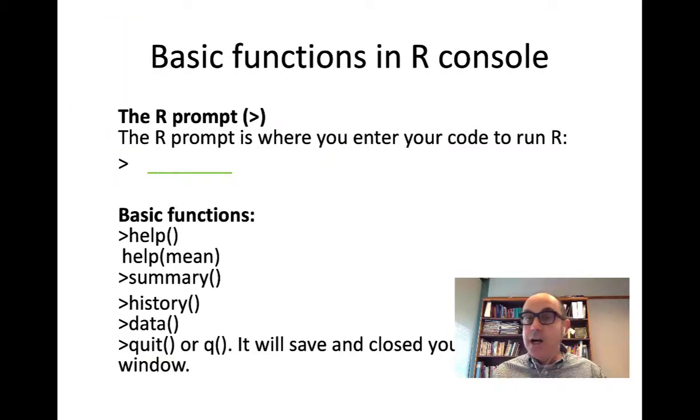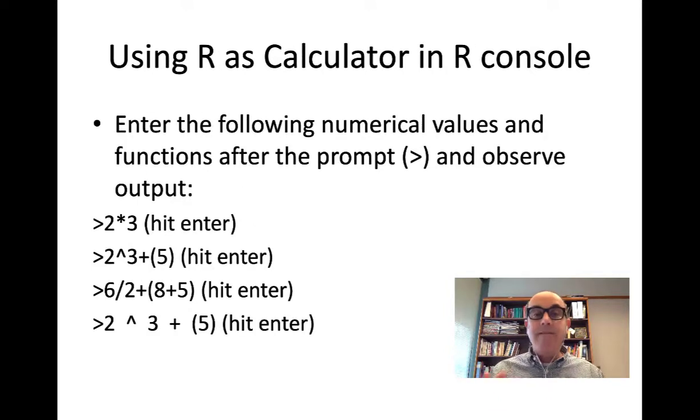So a basic function in R is run after the prompt. And so this is where you're going to run, for example, help, and it will give you the help, or summary, or history. Everything is part of it. So you enter the numerical value or the function after the prompt, and you're going to see. So 2 multiplied by 3, you enter, hit enter, and you're going to see the result.